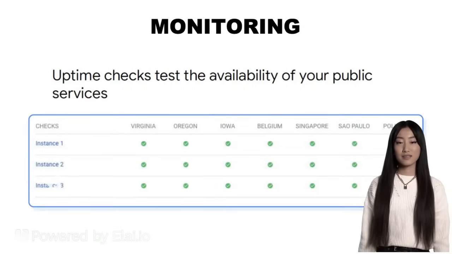Uptime checks can be set up to test the availability of your public services from locations around the world, as you can see on this slide. The type of uptime control can be set to HTTP, HTTPS, or TCP. The resource to monitor can be an App Engine application, a Compute Engine instance, a URL to a host or AWS instance, or a load balancer. For each uptime check, you can create an alert policy and view the latency of each global location.